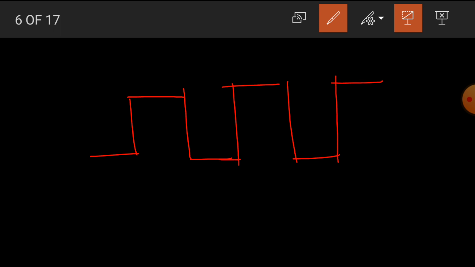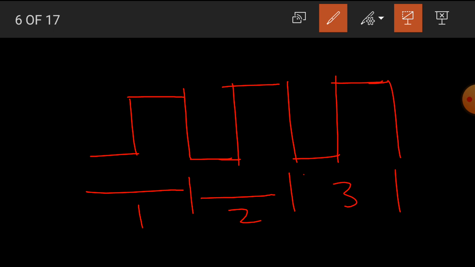This is a square wave. This is called a pulse. This is the first pulse, this is the second pulse, this is the third pulse. The microcontroller works on these clock pulses. At each clock pulse, the microcontroller responds to the given instruction. In other words, the microcontroller works on the clock pulses. If the clock is not provided to the microcontroller, then the microcontroller cannot work.